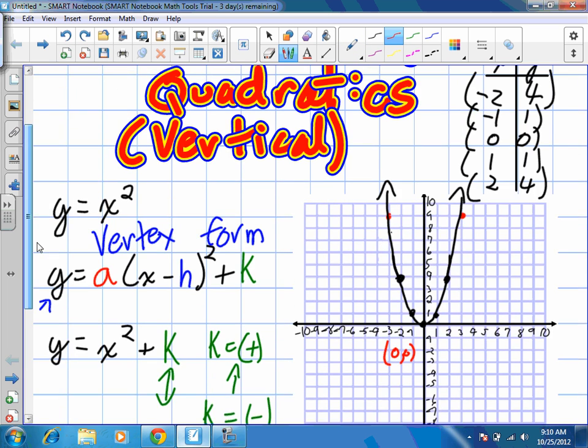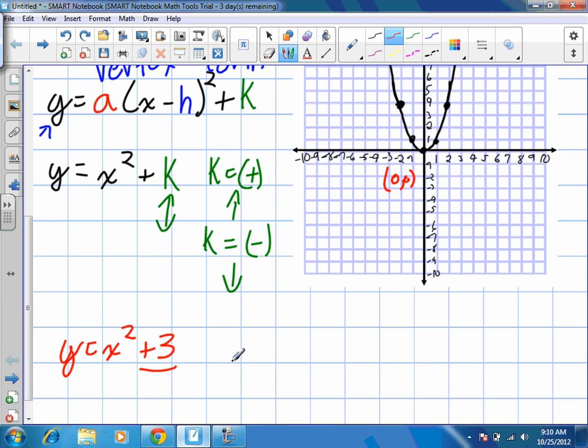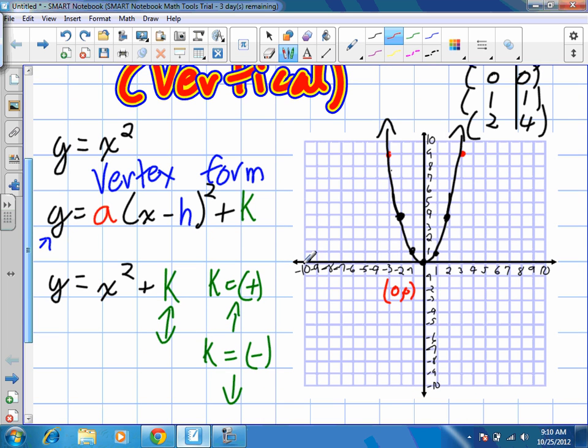Well, positive 3 means we're going to go what direction? We're going to go up, and how many units? 3 units. Okay. So in other words, this parabola here, I take the vertex and I go up 1, 2, 3. The new vertex is here.